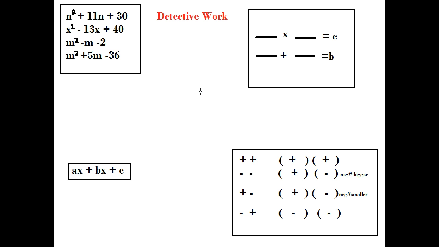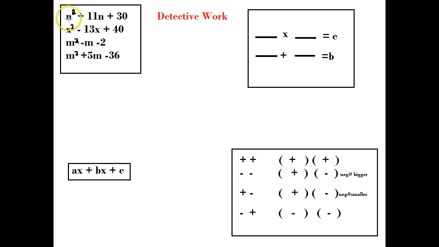So, okay, the first thing to know is that if there was a number before this n, we call that the a. This middle number here, 11, like in 11n, we call it b. And this constant, which is just a number without a variable after it, we call it c.